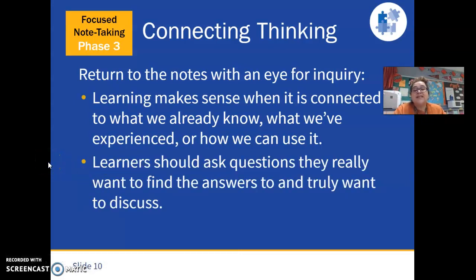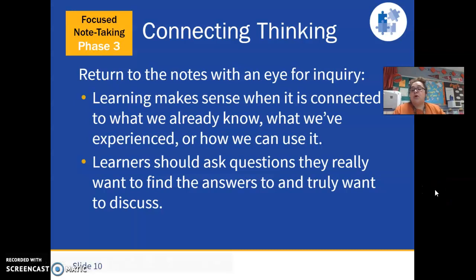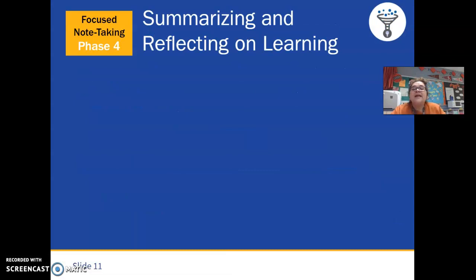Learners should ask questions they really want to find the answers to, truly want to discuss. Was it really so important for us to go into battle against this particular country? How would things have been different if we were allies with this country instead of against this country? Little things like that are really going to make you connect and think about what's happening. Now, our next phase is going to be summarizing, but we're going to stop here.